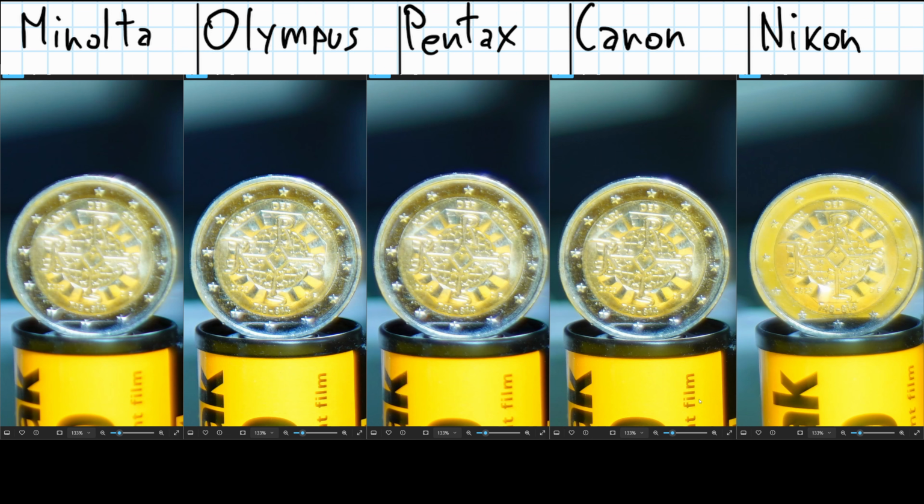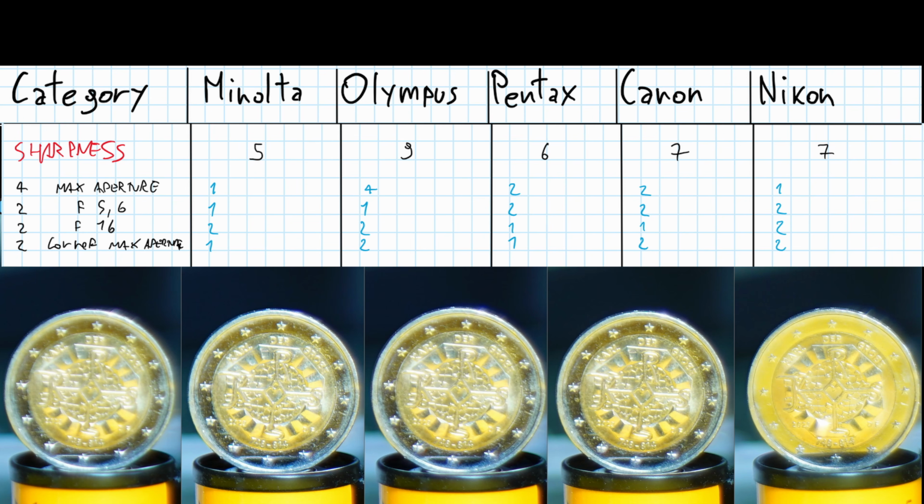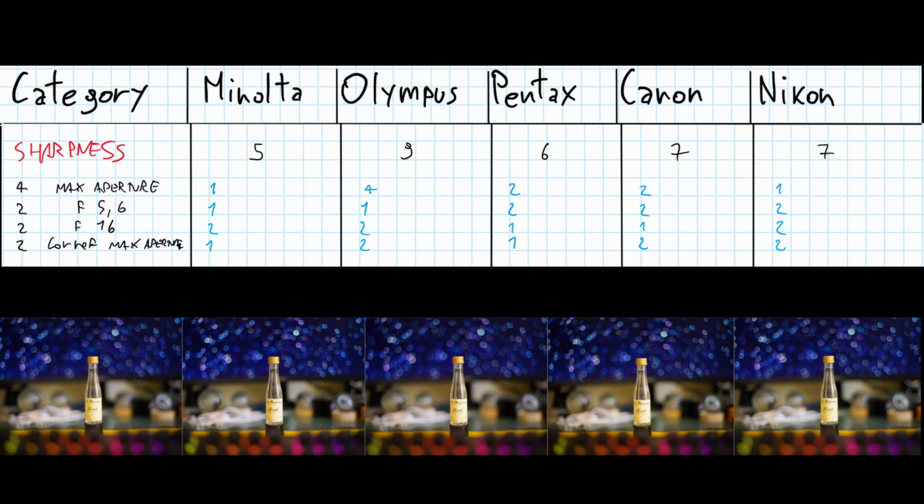It's really good the Canon, really good the Olympus. Pentax and Minolta not really good in the corner. And the totals are 5 points for Minolta, 9 for Olympus, which is I think the sharpest, 6 for Pentax, 7 for Canon, and 7 for Nikon. Let's go to the bokeh.